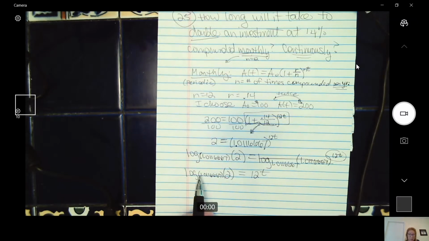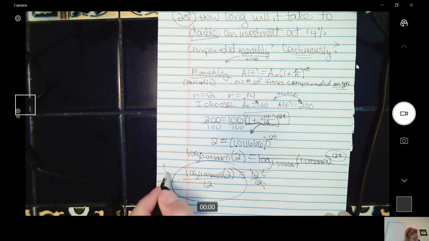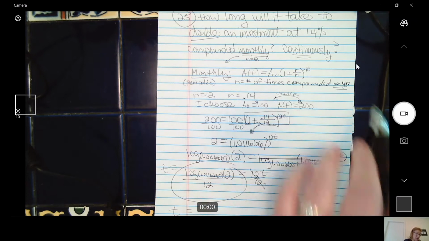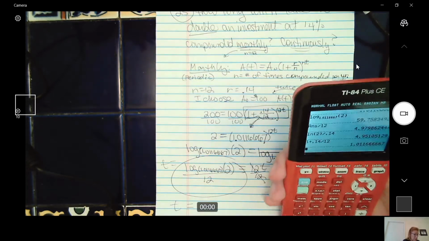So log with the base of 1.011667, log of 2 equals 12t. So I'm trying to solve for t, so I'm just going to, last step, divide both sides by 12. That's my exact answer for t. Now, it also asks us to compare it to the continuously compounding interest. So I'm assuming that we have to put something in here to get a decimal estimate so we can compare a little easier.